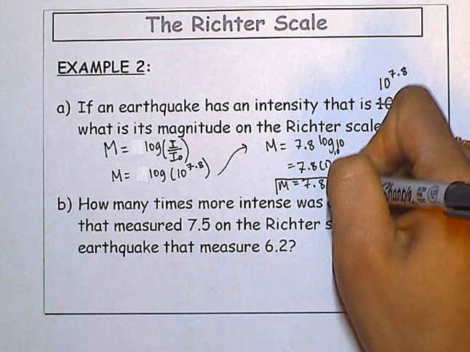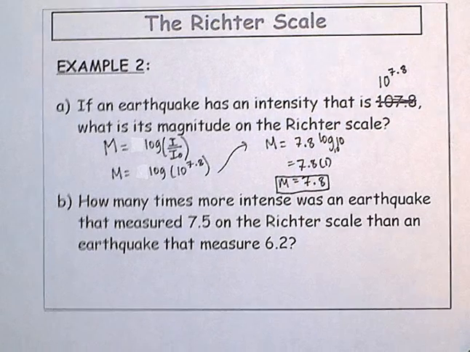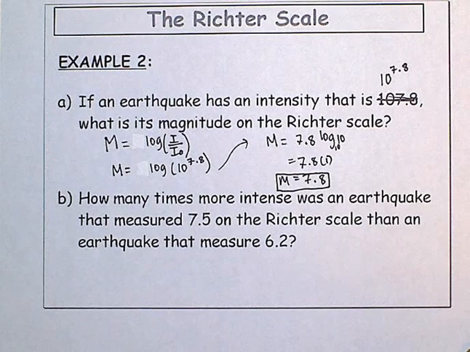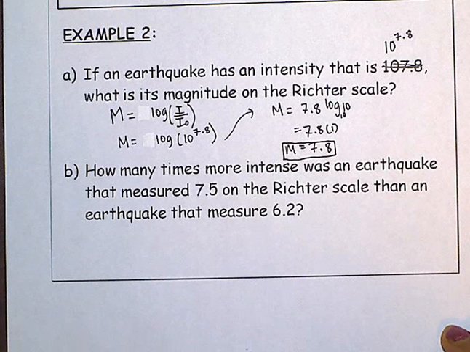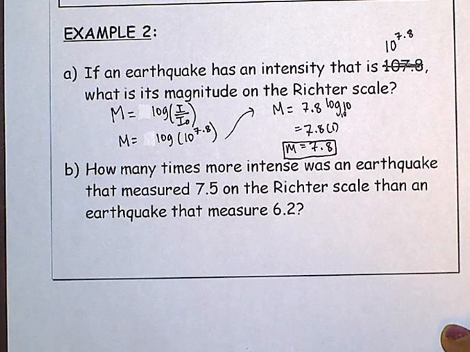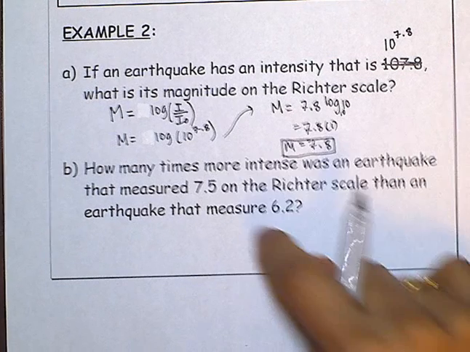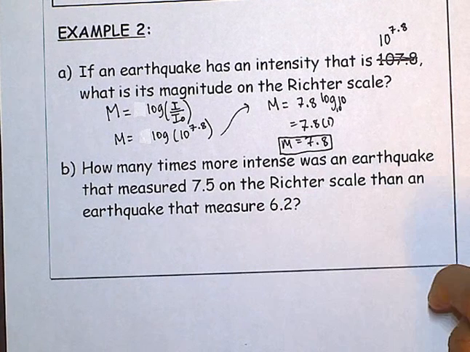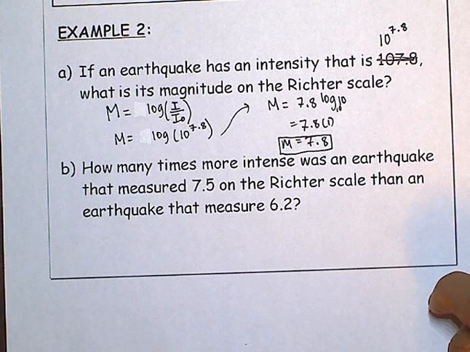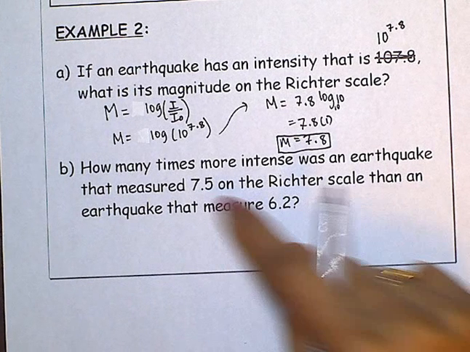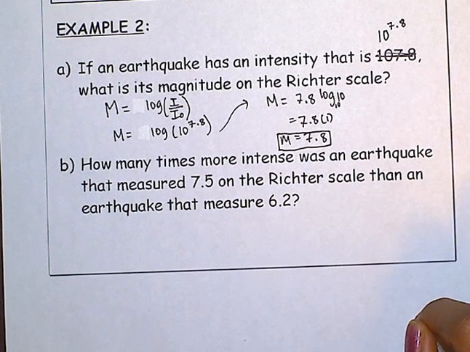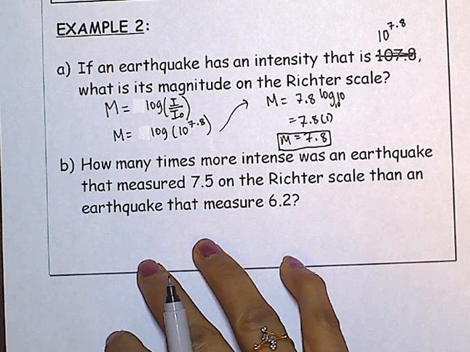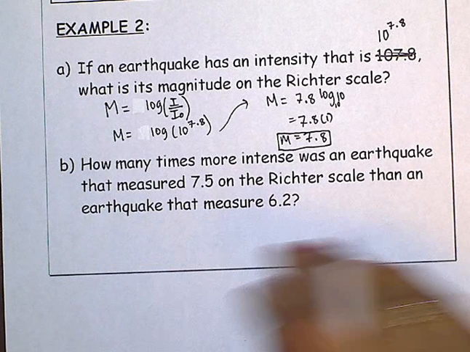Okay, and our second part of the question says, how many times more intense was an earthquake that measured 7.5 on the Richter scale than an earthquake that measured 6.2 on the Richter scale? So here we're essentially comparing which one is more intense and by how much. We all know this one is obviously more intense. We're just trying to figure out by how much. So before we do that, I'm going to use my magnitude formula for each one of them separately, to be able to come up with a ratio that I can compare them to.